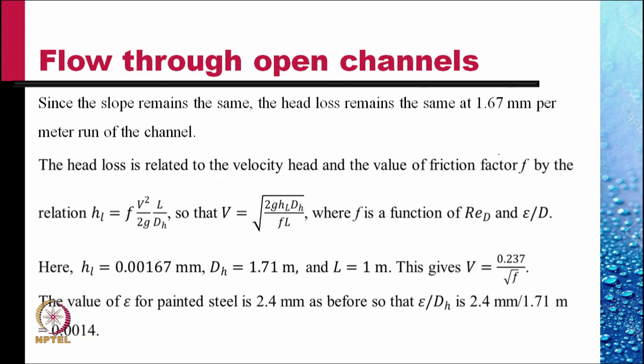Since the slope remains the same, the head loss remains the same at 1.67 millimeters per meter run of the channel. The head loss is related to the velocity head, and the value of friction factor f is obtained. And then we determine the velocity V. The value of epsilon for the painted steel is 2.4 millimeter as before. So epsilon by d_H is 2.4 millimeter divided by 1.71 meter, which is 0.0014.